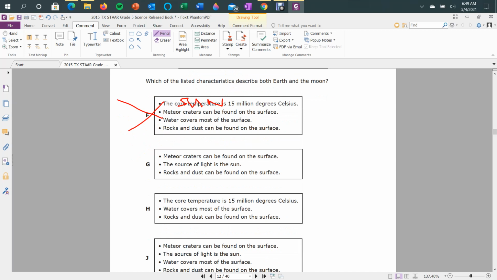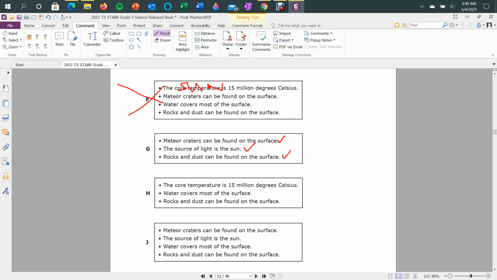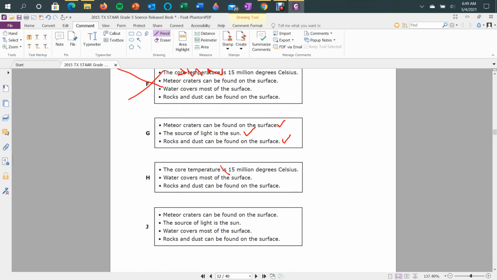Big X. Meteor craters can be found on the surface. Yep, we know that happens to Earth and Moon. The source of light is the sun. Yep, we know that for both. Rocks and dust can be found on the surface. Yep, we know that can be both, right? Let's keep going. The core, we already said that's wrong, so we know that ain't it. Meteors can be found on the surface. Yep. Water covers most of the surface. There's no water on the moon. So it's got to be G.